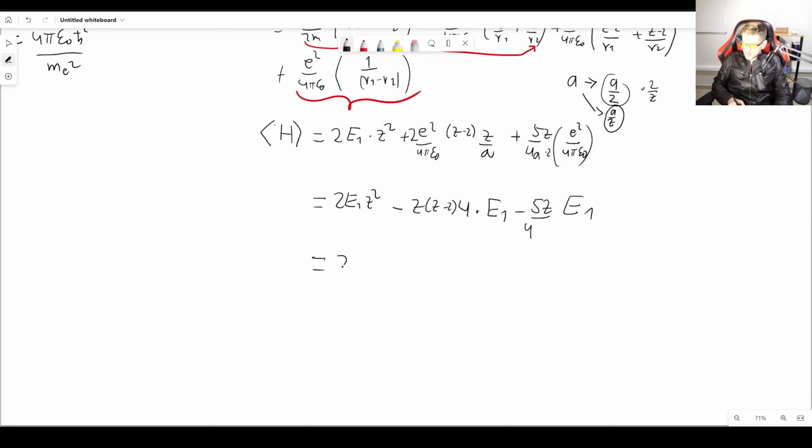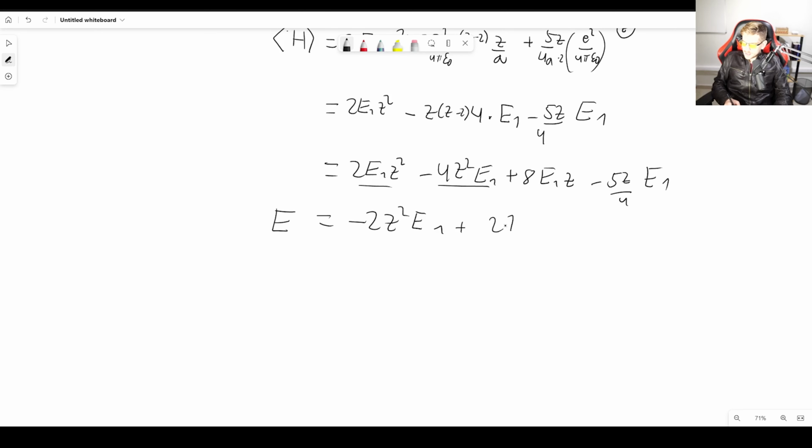So this thing right here is 2 E1 z squared minus z squared plus, actually there's a 4, I forgot about it. So minus 4 times z squared plus, then we have 8 times z, and all of this times E1. So that looks terrible. So E1 plus 8 E1 z, and then we have this amount here. So minus 5z over 4 E1. Now we can simplify this. So add these two together. We get minus 2z squared E1. And then here we can take minimum common denominator. 8 times 4, 32 minus 5. This is 27 over 4 z E1.